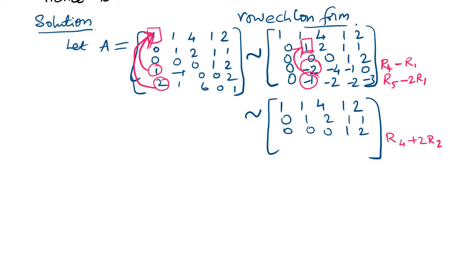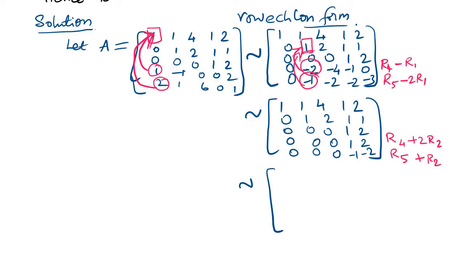Then you'll get 0, 0, 0, 1, 2, and the next operation is R5 plus R2. Just adding, you will get 0, minus 1 plus 1, so you get 0, 0, 0, minus 1, minus.